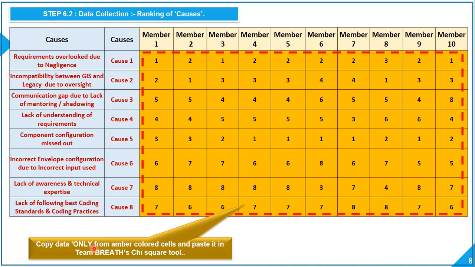So copy data only from the amber colored cells and paste it in the Team Breaks chi-square tool. Simple. Now all we need to do is copy all this data into our chi-square tool. So let's go to the next slide. Next slide, please.